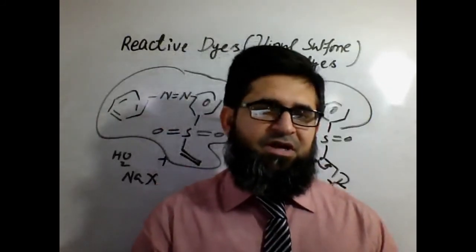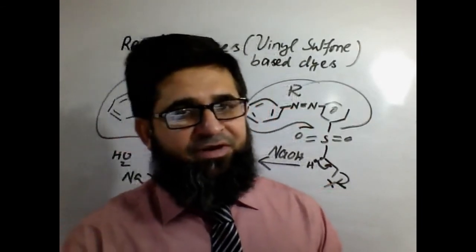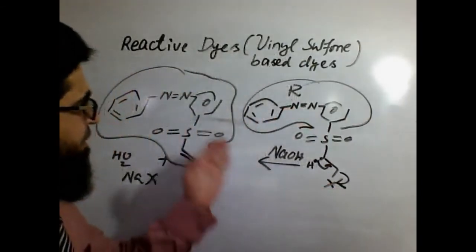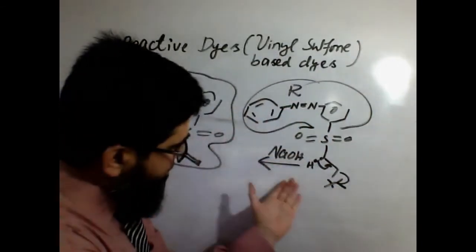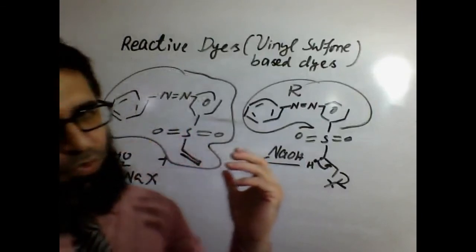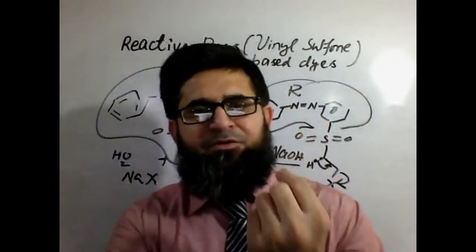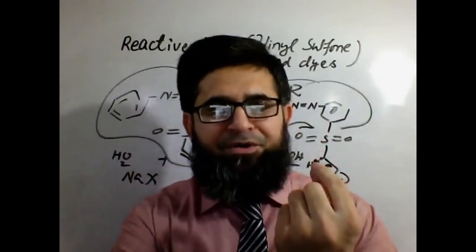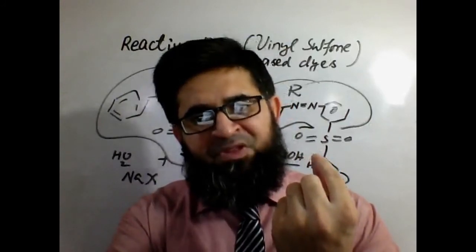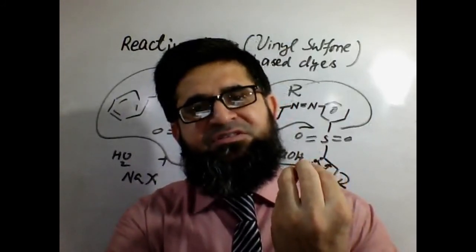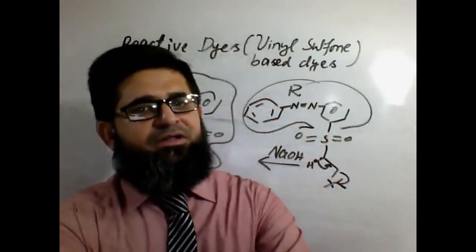So those vinyl sulfone based reactive dyes could be used as reactive dyes for the textile industry, where they could react with the cellulosic fiber through a nucleophilic reaction, resulting in the formation of a permanent bond. The formation of a permanent bond fixes the dye permanently, so that's why they are called reactive dyes.